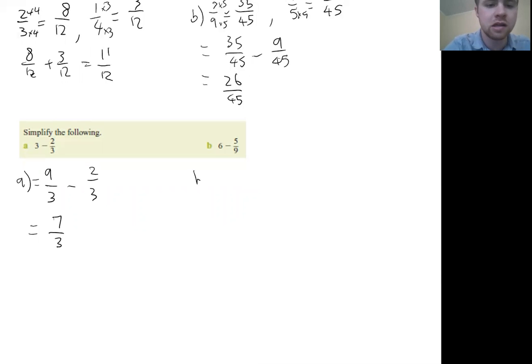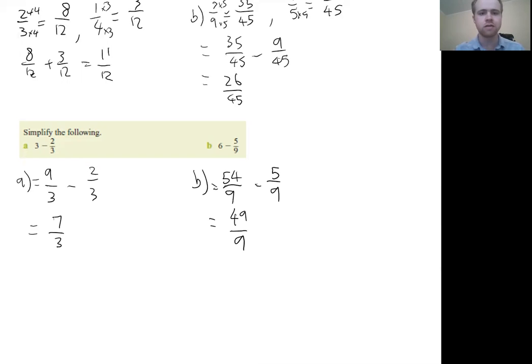So same for B. We want to convert 6 into ninths. If there are 9 ninths in 1, there's going to be 6 times 9 ninths in 6. So 6 times 9 is 54. So 6 equals 54 over 9. And then we're going to subtract 5 over 9. And it just becomes a simple subtraction of the top numbers when you have the same denominator. So it becomes 49 over 9. Now, 49 and 9 don't have any common factors. 7 doesn't go into 9. So we have got our final answer there.